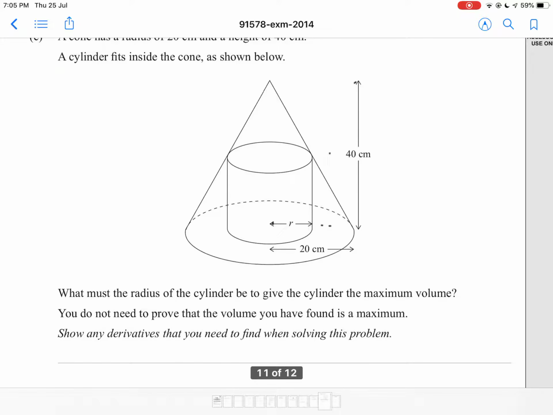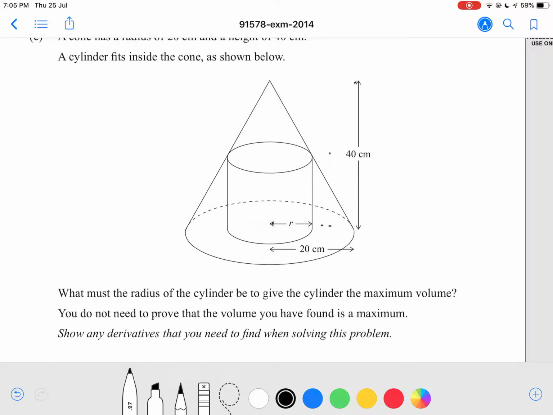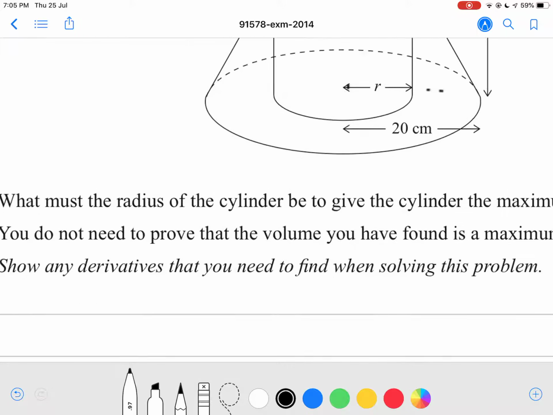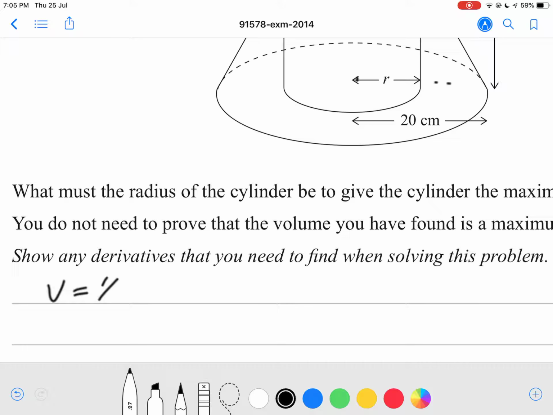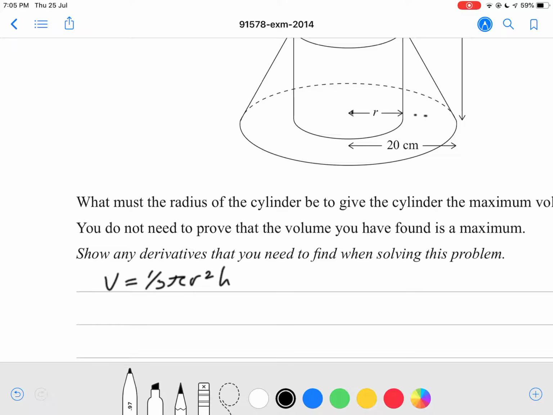Okay, so this question tells you to find the maximum volume. First thing you do, go to your formula sheet and find the volume formula. You find that V equals 1/3 pi r squared h. The logical thing to do now is to differentiate, find the derivative and make it equal to 0. However, you have two different variables, r and h.